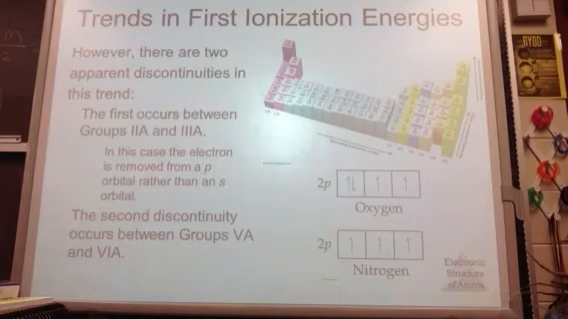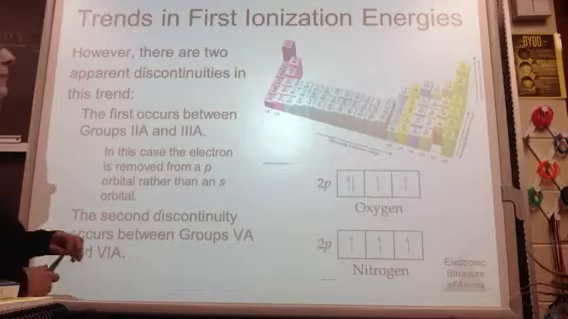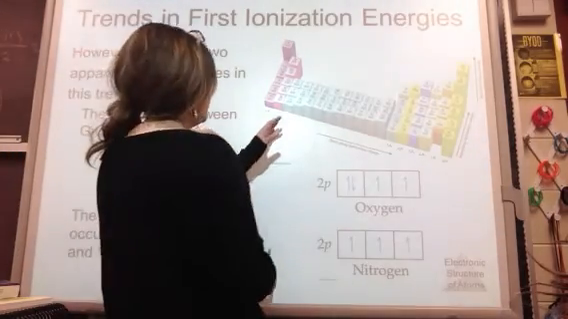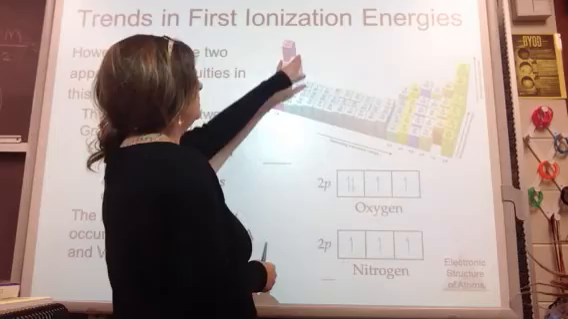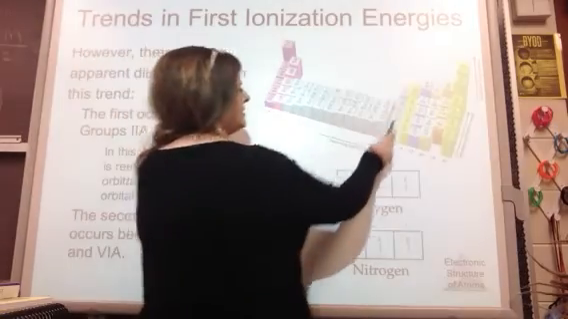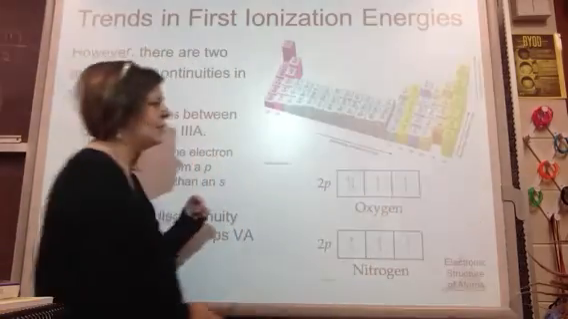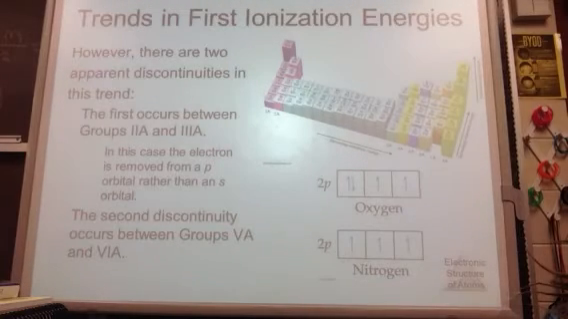There are two discontinuities, though, in this trend that we need to talk about. The first one occurs between 2A and 3A. So at 2A, we'd be right here, alkaline earth metals. 3A, we're over here, that boron family.